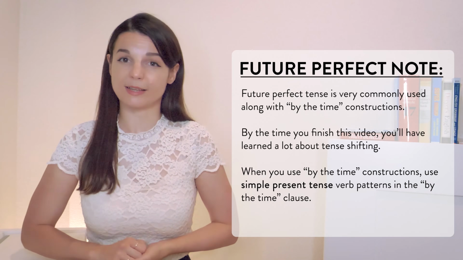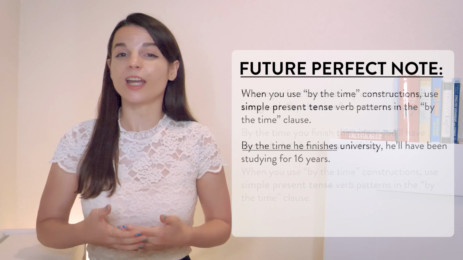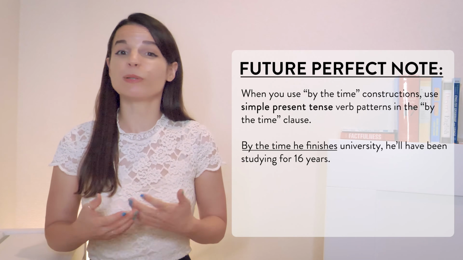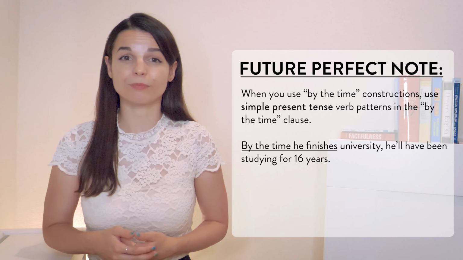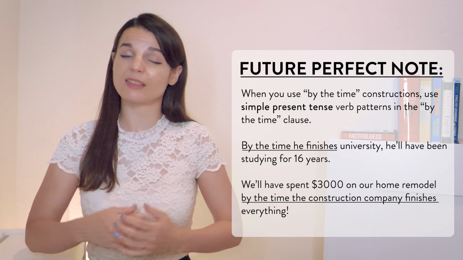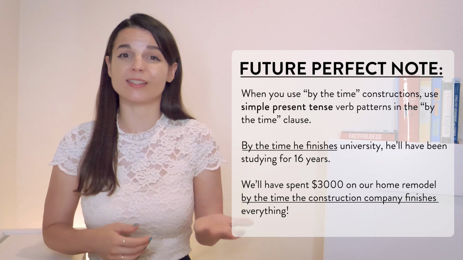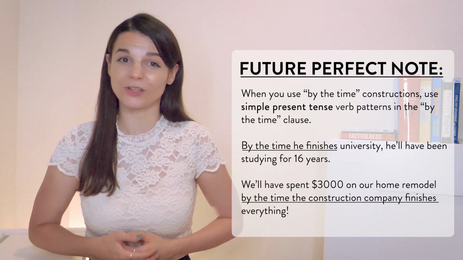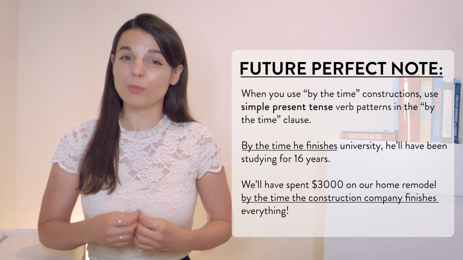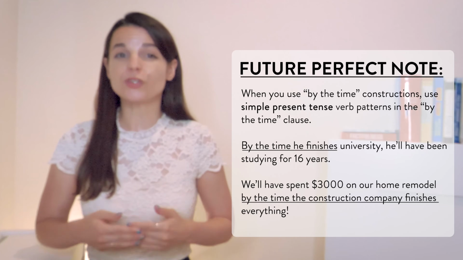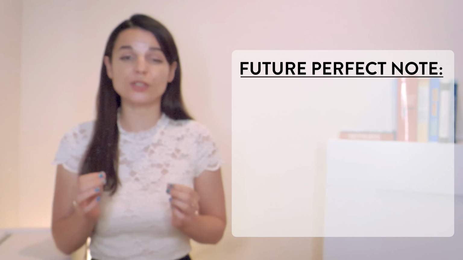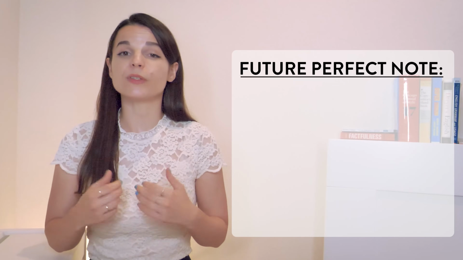Here are a couple more examples. By the time he finishes university, he'll have been studying for 16 years. We'll have spent $3,000 on our home remodel by the time the construction company finishes everything. The key point for this section is to make sure not to use going to or will when you use by the time patterns.